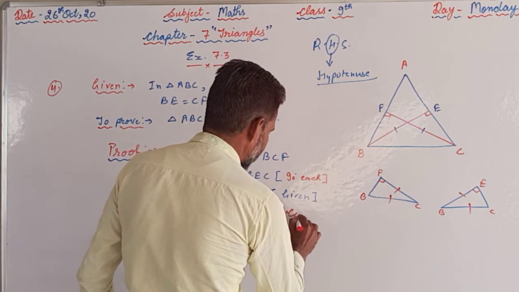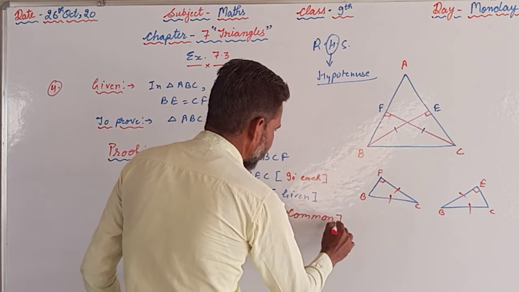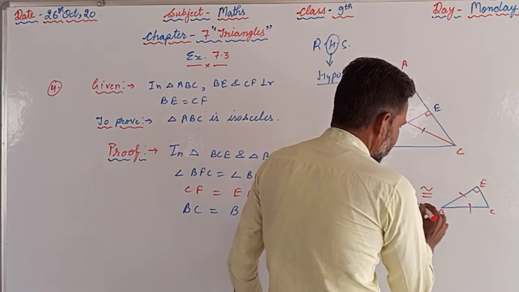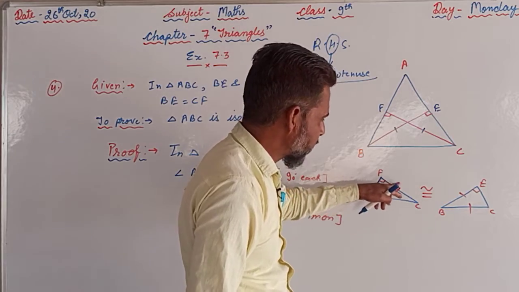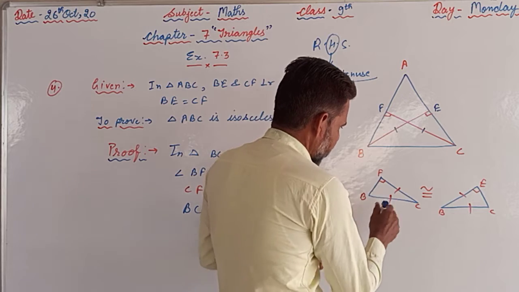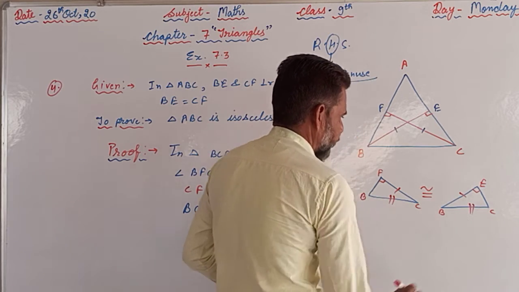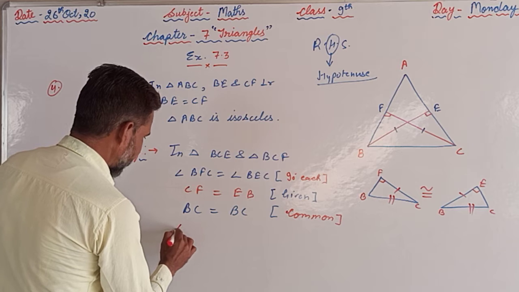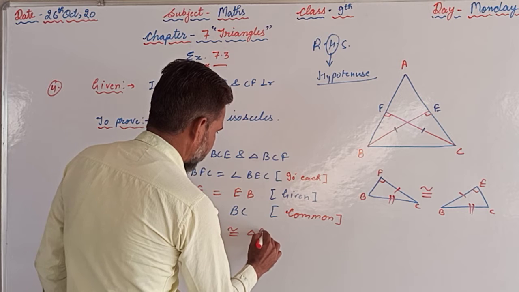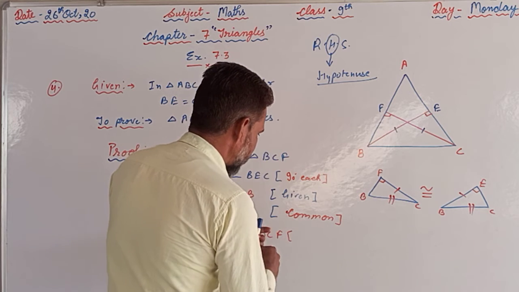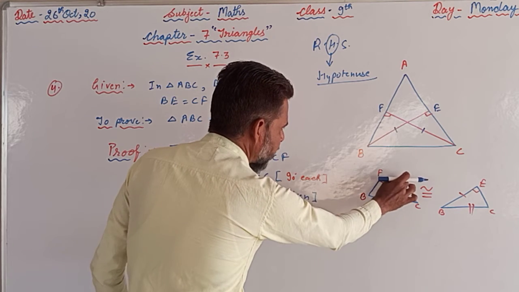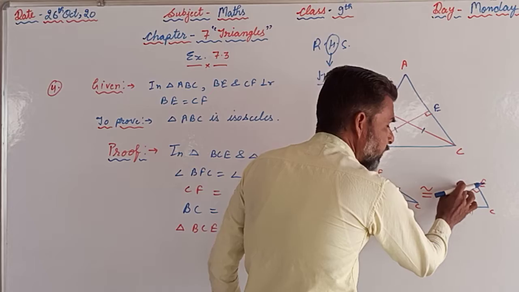Now our triangles are congruent, means these two triangles are congruent by RHS, right angle, hypotenuse and side. So we can write triangle BCE is congruent to triangle BCF, and the congruence rule is RHS, right angle, hypotenuse and side.